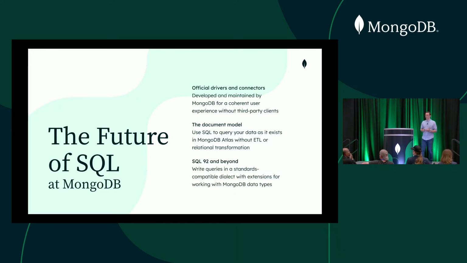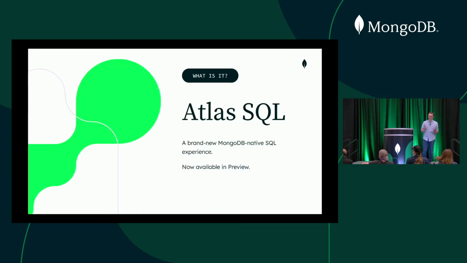Finally, in this future, the SQL queries that you're going to write are in a dialect that is compatible with the SQL 92 standard you and your tools are already familiar with, but extended for ergonomically querying your structured data in MongoDB. As you've probably guessed, I'm happy to share that this future I'm describing is available today. It's called Atlas SQL, and it is a brand new MongoDB native SQL experience now in preview.